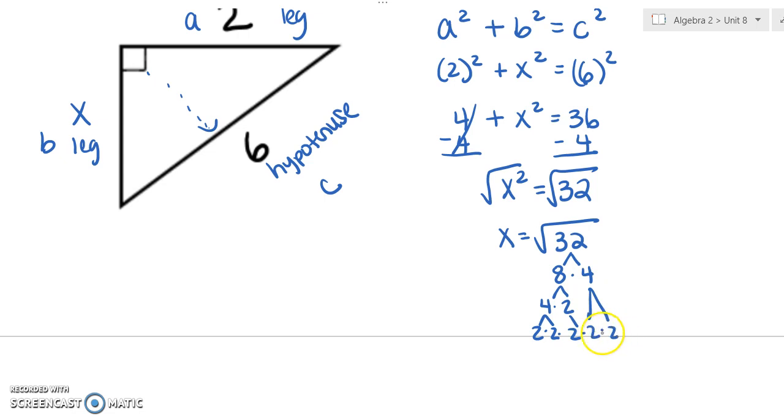And then we have another 2 times 2. So we have 5 2s. So here's a pair, here's another pair. What that means is a 2 comes out, another 2 comes out, and this 2 right there, that solo, will stay back. So our final answer is 4 root 2. It's a simplified version of the square root of 32. We want that as our final answer.